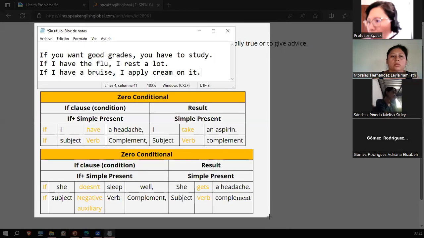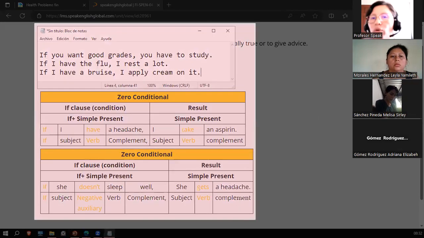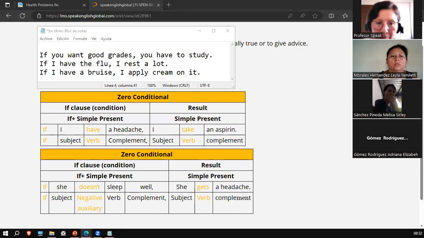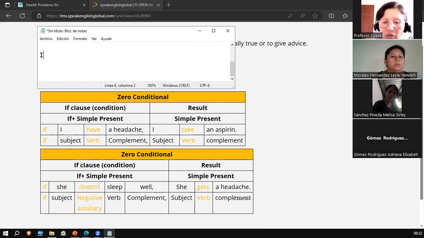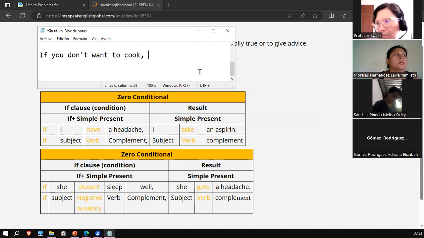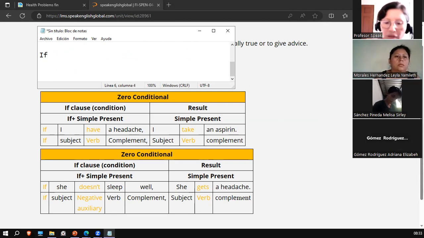Vaya, entonces esos son ejemplos, digamos, tomándolo en cuenta como en la forma afirmativa. Permítanme, lo voy a poner acá también. Ahora vamos a hacer unos de forma negativa, ¿ok? For example, if you don't want to cook. No, mejor lo voy a poner con tercera persona. If my mom doesn't want to cook.